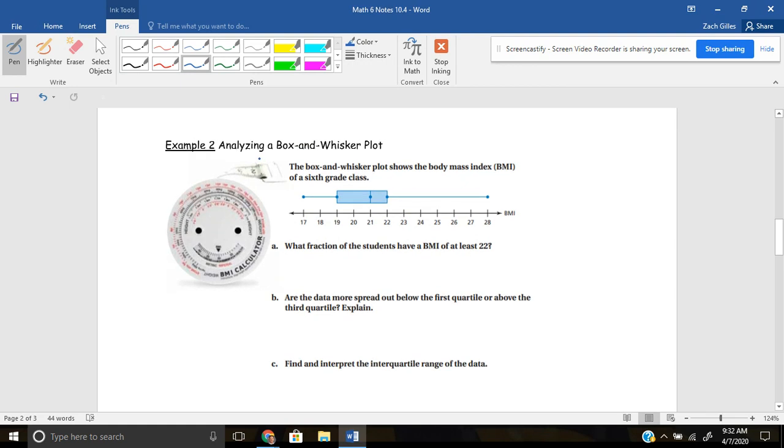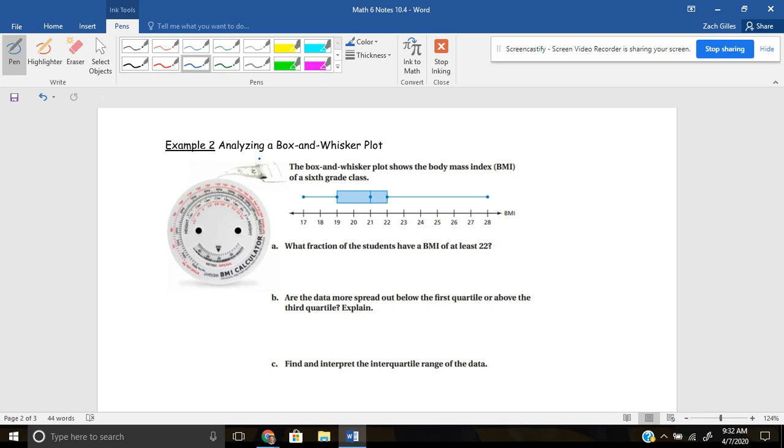For the second example, now we already have a box and whisker plot made for us, and what we're trying to do is analyze it. So it says the box and whisker plot shows the BMI, or the body mass index, of a 6th grade class. They make BMI calculators to look at your body mass index.